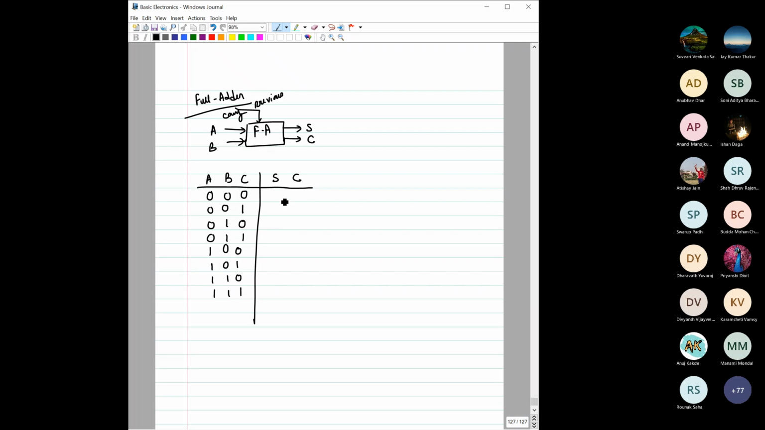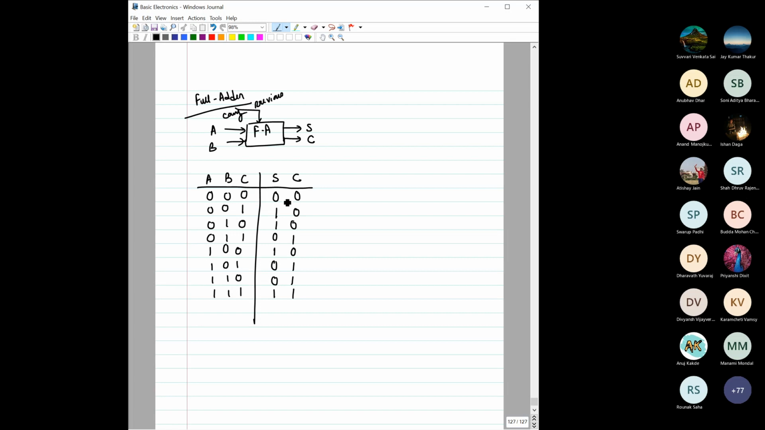Now please tell me what will be the values here. What will be the sum here? 0. Carry? 0. Next? Sum 1, carry 0. Next? Sum 1, carry 0. Sum 0, carry 1. Sum 1, carry 0. Sum 0, carry 1. Sum 0, carry 1. Sum 1, carry 1. Very good. I hope you have understood, right?